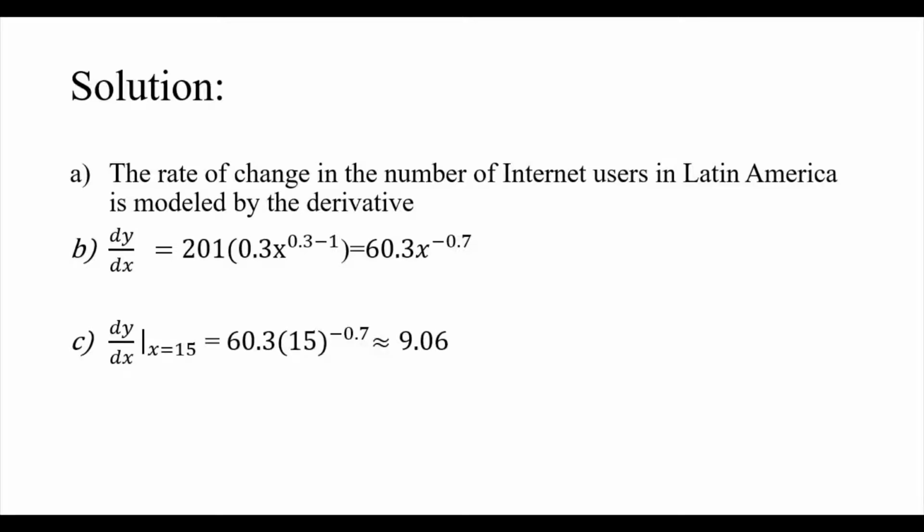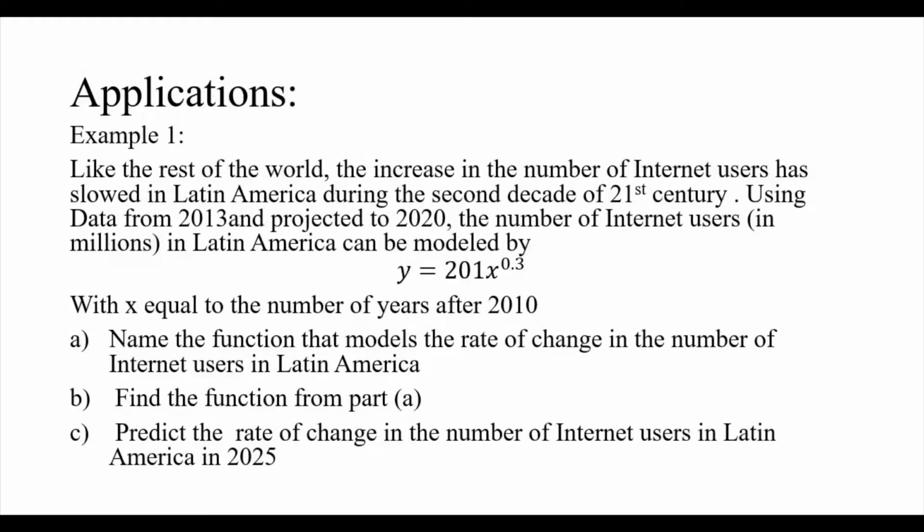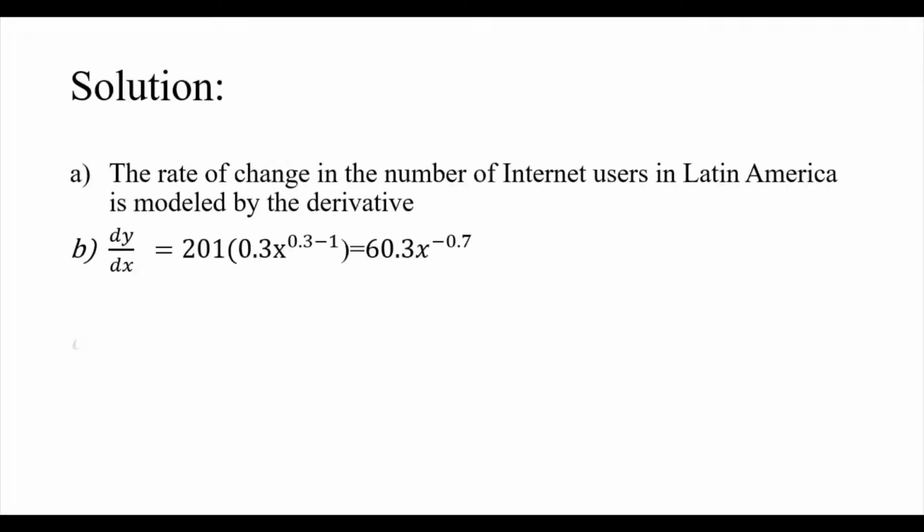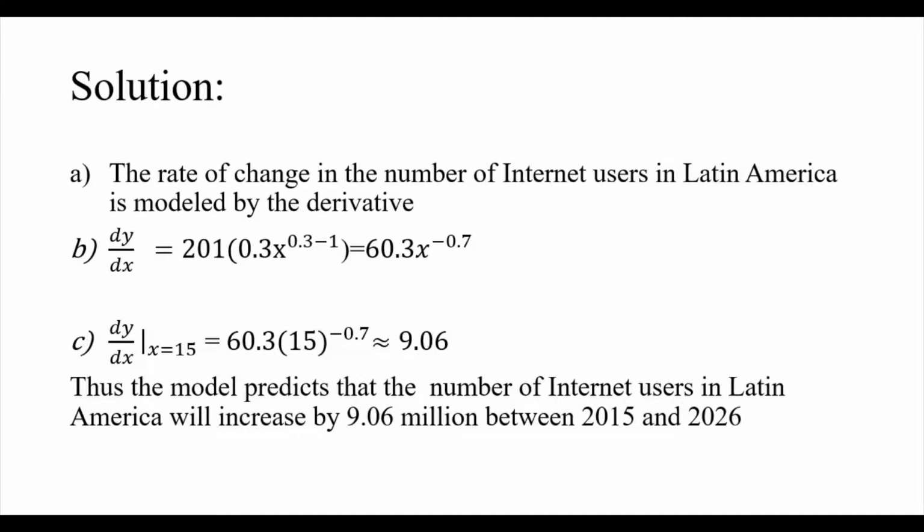To find the third part, we predict the rate of change in the number of internet users in Latin America in 2025. We're going to find how many years are between 2010 and 2025. So we find the answer to be 15, and if you plug that into the derivative that we found in part B, that will give you the prediction of the rate of change in the number of internet users in Latin America in the year 2025.